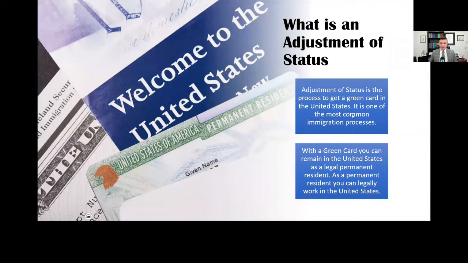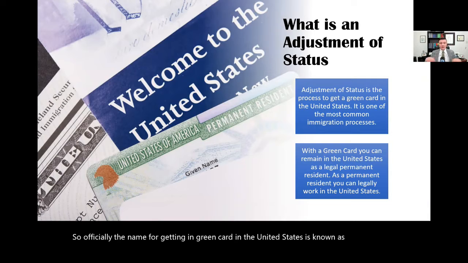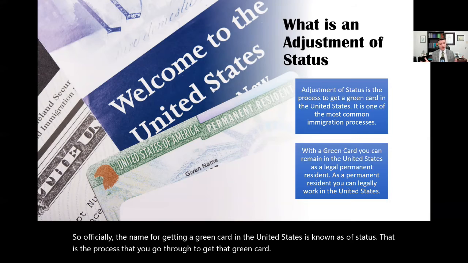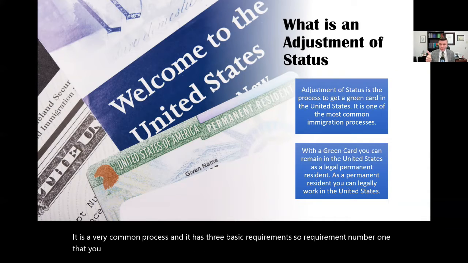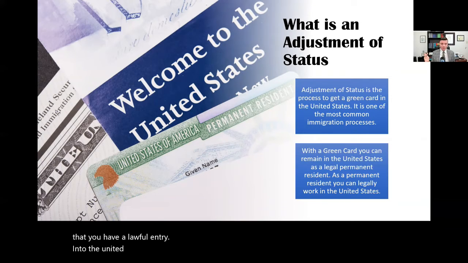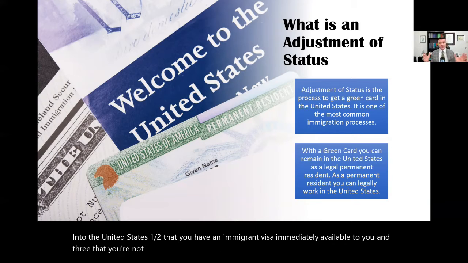Okay, so officially, the name for getting a green card in the United States is known as adjustment of status. That is the process that you go through to get that green card. It is a very common process, and it has three basic requirements. Requirement number one, that you have a lawful entry into the United States. Two, that you have an immigrant visa immediately available to you. And three, that you're not inadmissible. Now, of course, there's always exceptions.